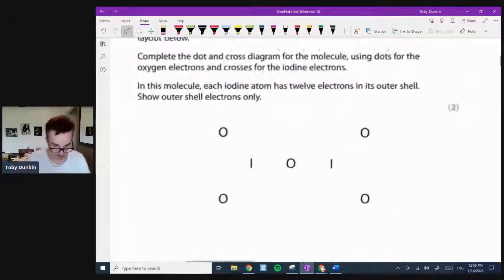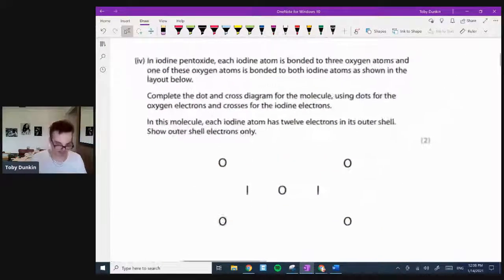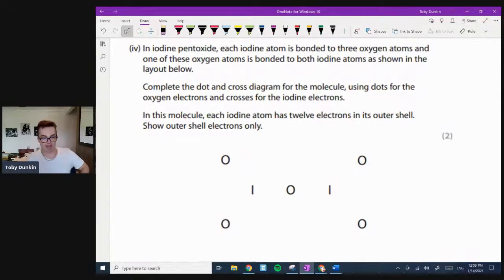Next, oh my God, look at this. So it says iodine pentoxide. Each iodine is bonded to 3 oxygen atoms, and one of these oxygen atoms is bonded to both iodine atoms shown in the layout. Draw the dot and cross. Now that is hard. So the first thing to realize is that everybody doesn't have to add up to 8 now. Everything changes. And what you need to work out is the number of bonds everyone is making.